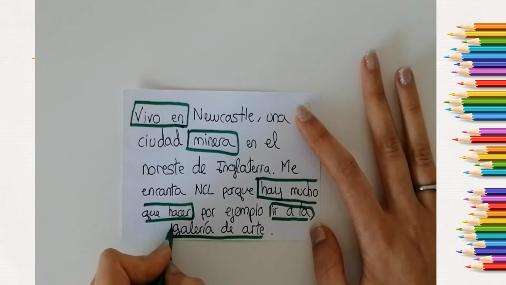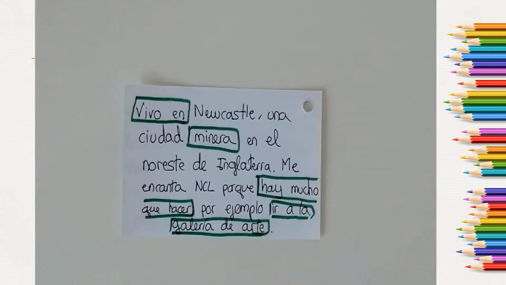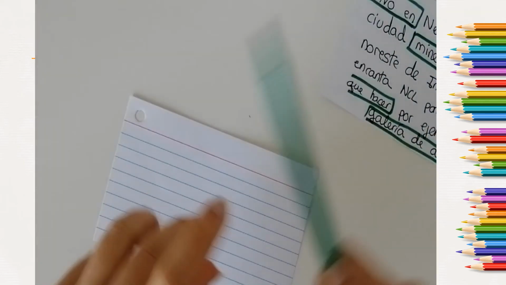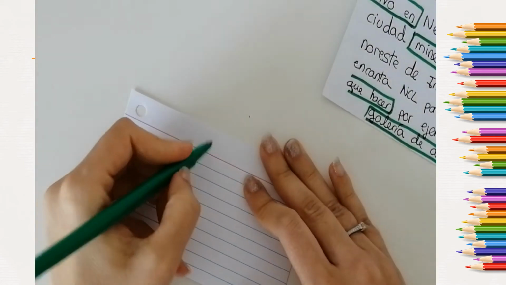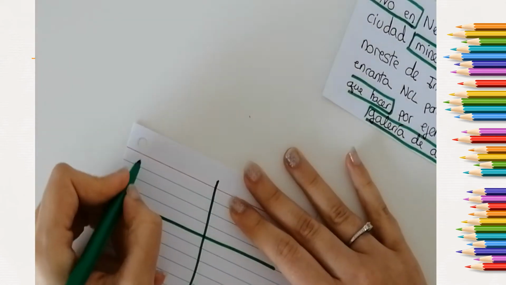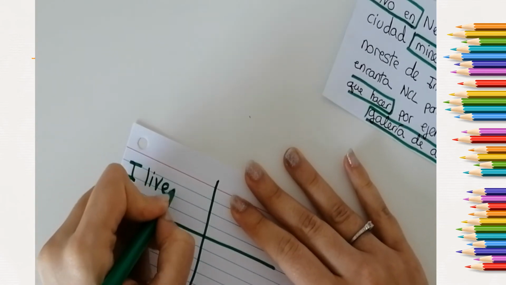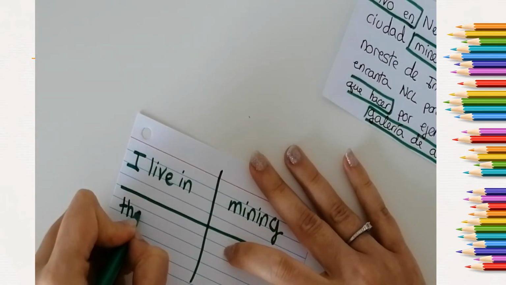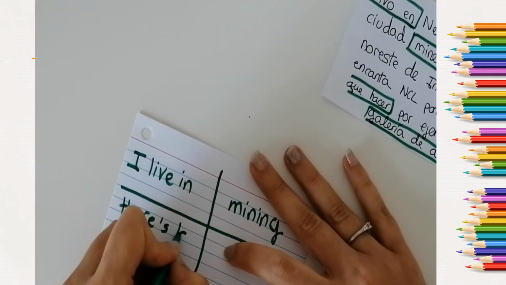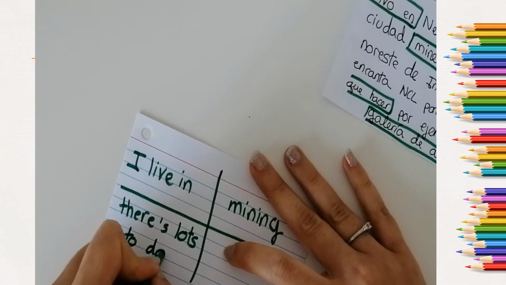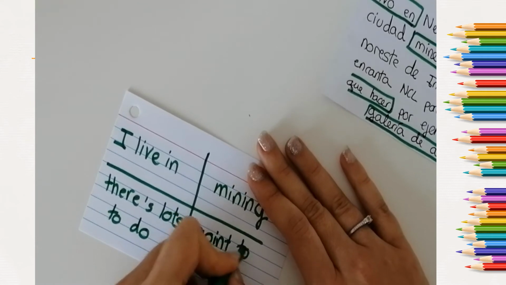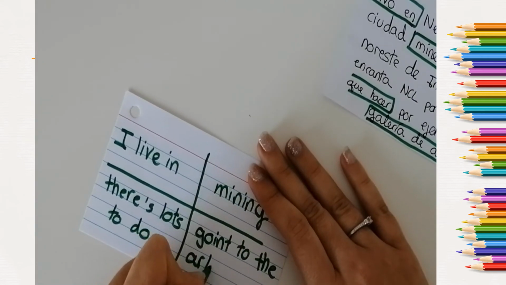So you highlight the things that you struggle with or you underline them with a different color. Then you take your flashcards. So you can take one flashcard for each of them or just one for, I like to put 4 words. So I like to do it like this. I live in, mining, there's loads to do, and then going to the art gallery.